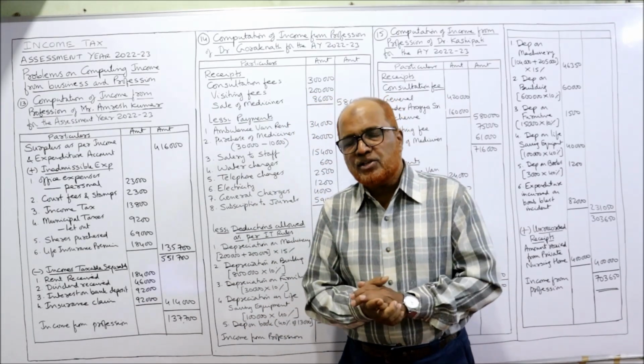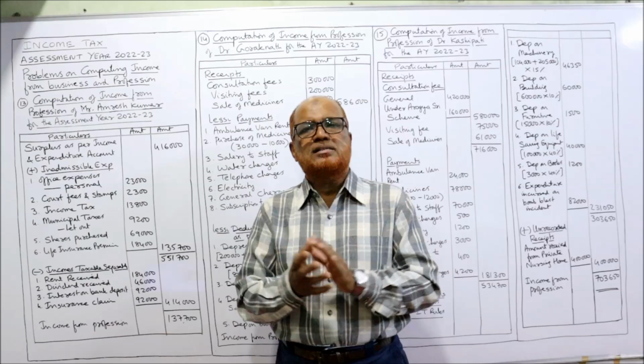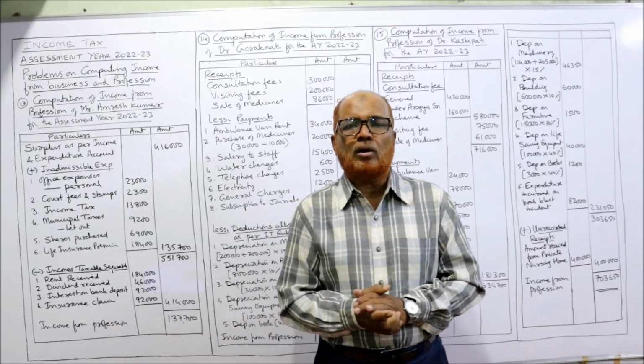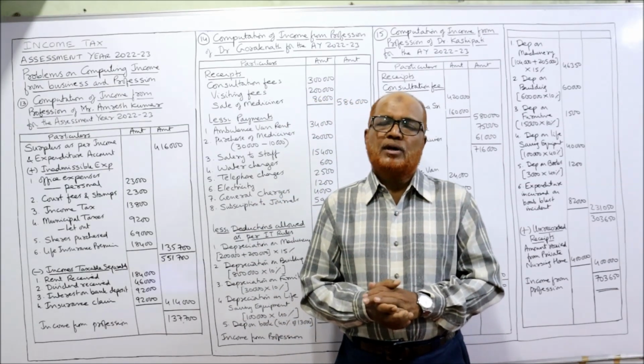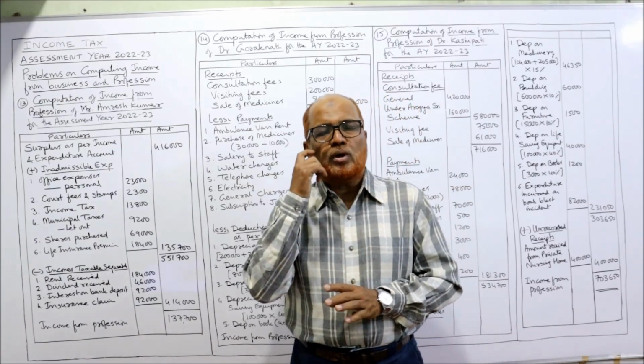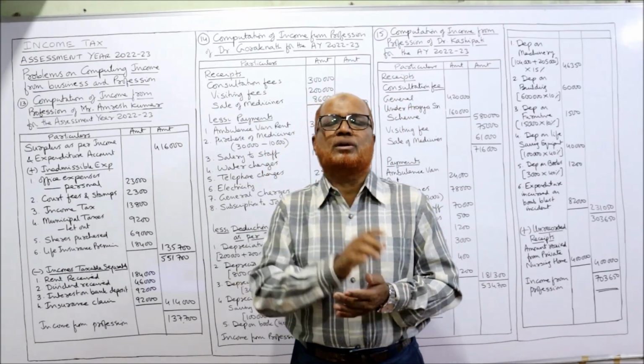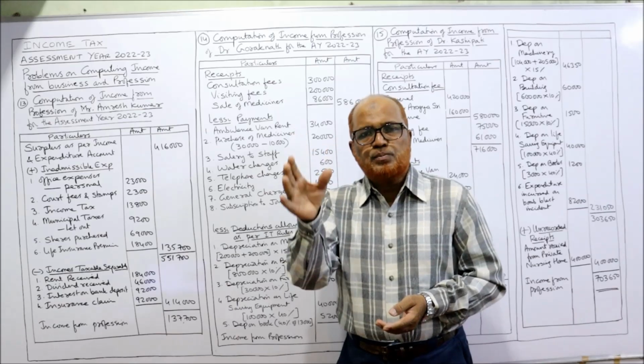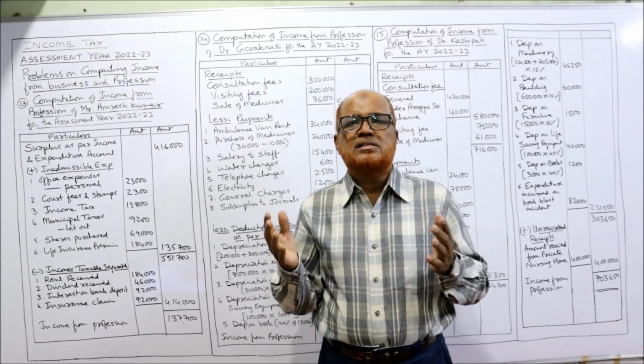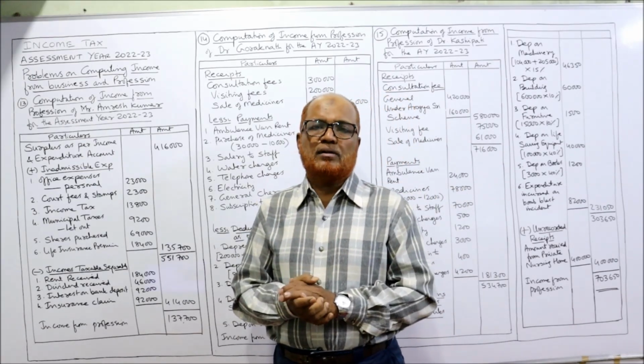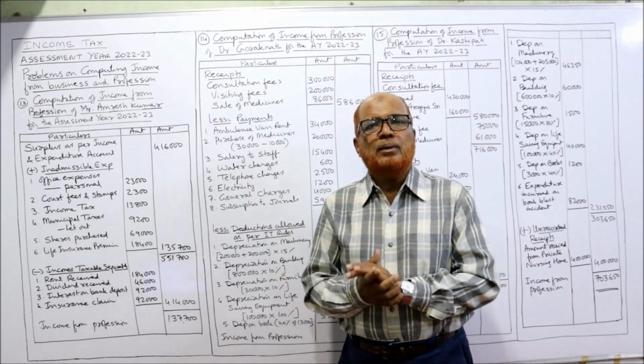This income and expenditure account and receipts and payments account will normally be prepared by professional people. So from here onwards we are going to compute the income from profession where the income and expenditure account or receipts and payments account will be given. These are completely new type of problems.